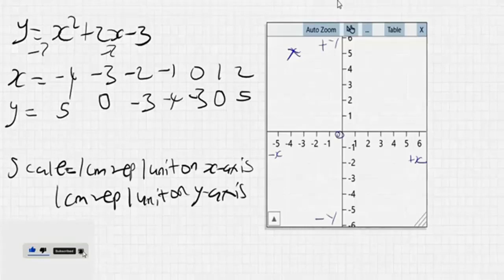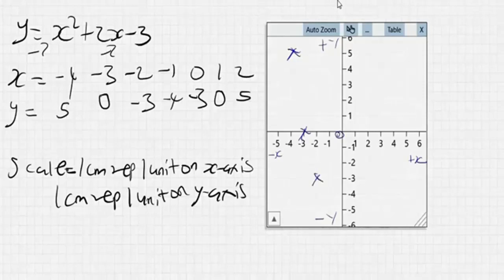Now when x is negative 3, y is 0. So this is where it's going to be. The point will be here. Now when x is negative 2, y is negative 3. So when you trace it, this is where it's going to be.